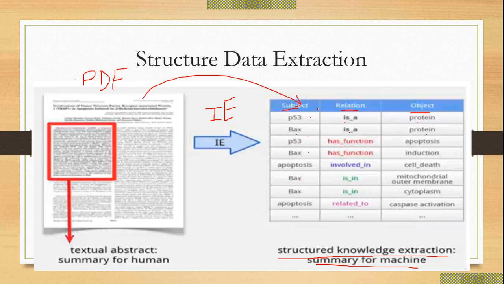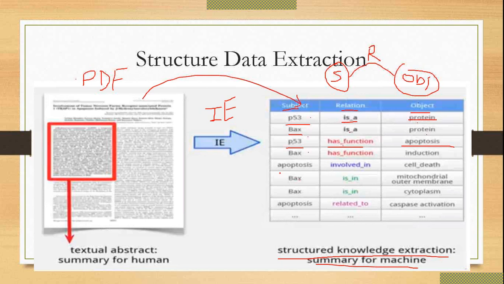Okay, so from this structured data you can make relationships between the subject and the object. So this is the subject, and some relation with your object. What is my subject? My subject is the name of the protein. So P53 is a subject, is a protein. Then DAX is a protein. Then P53 has a function at apoptosis.